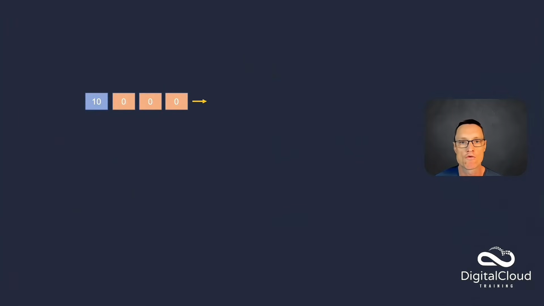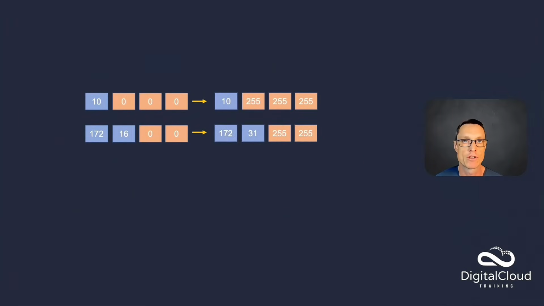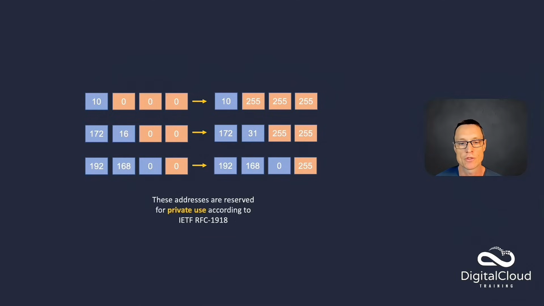Now, there are some ranges of addresses which are reserved for private use. These are the addresses that are reserved for private use according to the RFC 1918 specification. So these are the network addresses that we're most commonly using for internal addresses. So we can't use these on the internet. These are not valid on the internet at all. They can't be routed to over the internet. They can only be used on internal networks. So that's the way that we will use those.